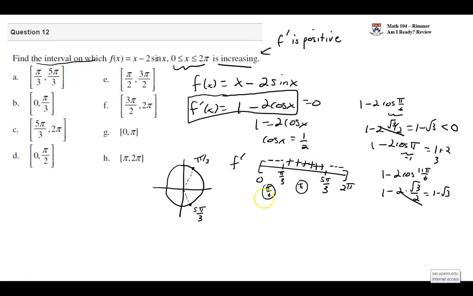So there we have it. You are increasing between pi over 3 and 5 pi over 3. Technically, you shouldn't use square brackets here. You're not increasing on those values. Technically, you should be using parentheses. Letter A.